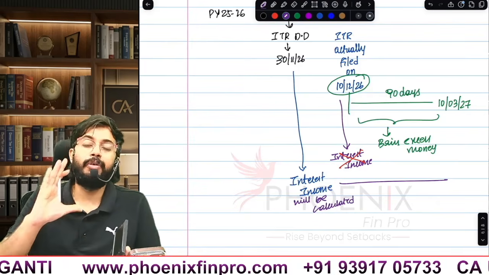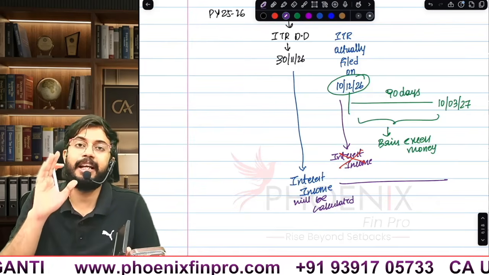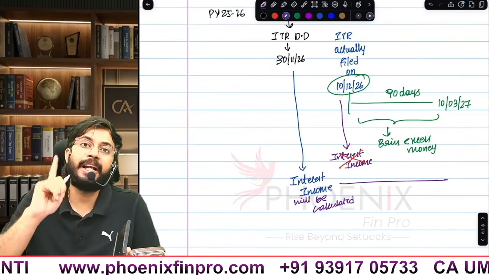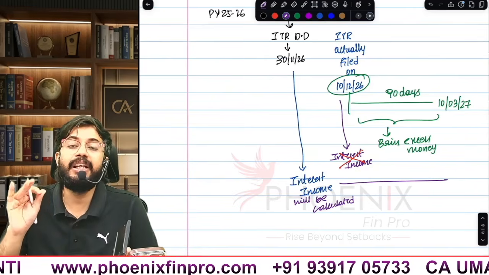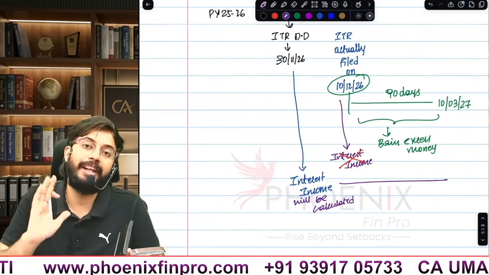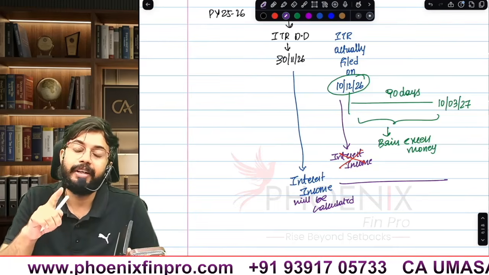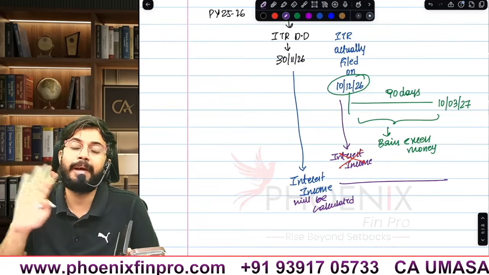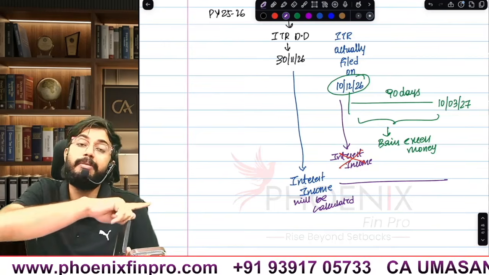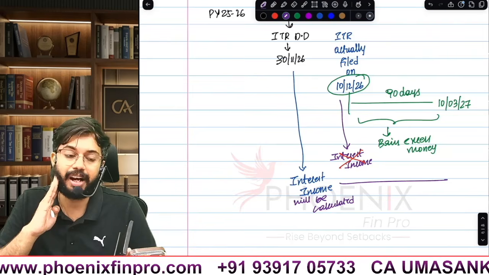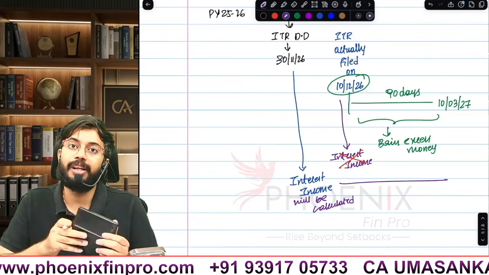I hope now you got clarity. If advance pricing agreement is signed before ITR due date, you have to repatriate excess money within 90 days from actual ITR filing date. If you do not repatriate, interest income will be calculated. Interest income will not be calculated from actual ITR filing date. Interest income will be reckoned from first day after the ITR due date. Are you able to understand? I hope you got clarity.